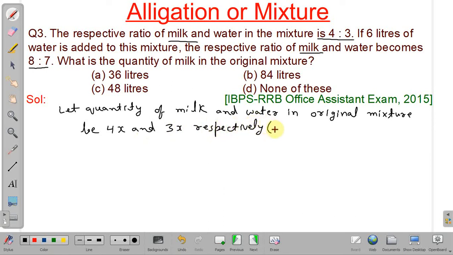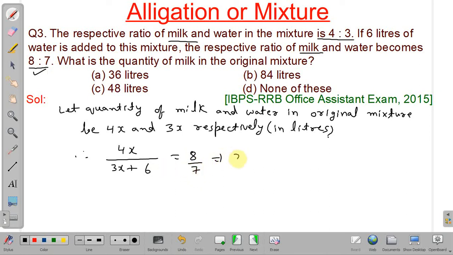Okay, and we are assuming this in liters. Now when 6 liters of water is added, in the resulting mixture the quantity of milk will remain the same, that is 4x, while the quantity of water will be the initial quantity, 3x, plus the 6 liters added, so 3x plus 6, and the ratio will be 8:7. So 8 by 7.